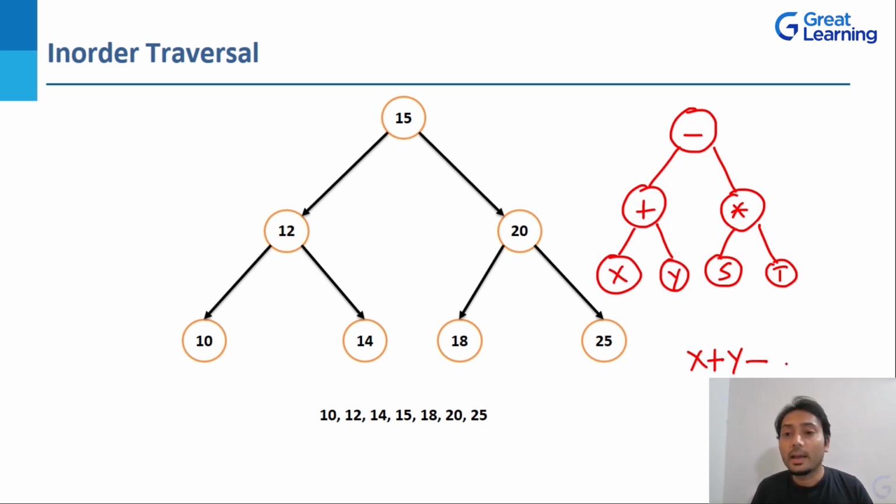So in the right subtree what we have is s, we have star, and we have t. I have missed this minus here. So x plus y minus s into t. So this is your in-order notation of this expression tree. So you can also apply in-order traversal to such expression trees. So with this, I hope you have understood how to traverse a tree in an in-order fashion.